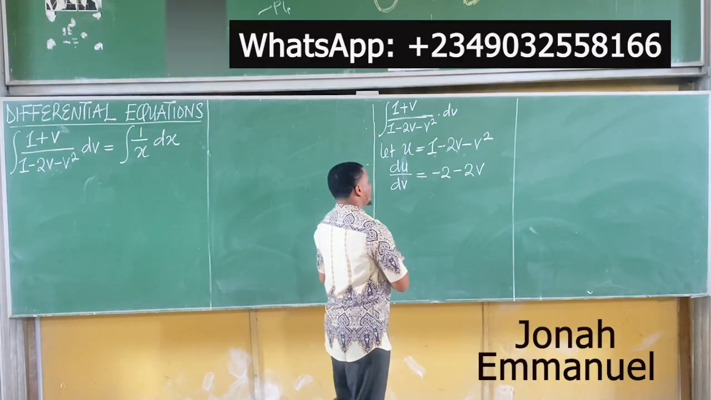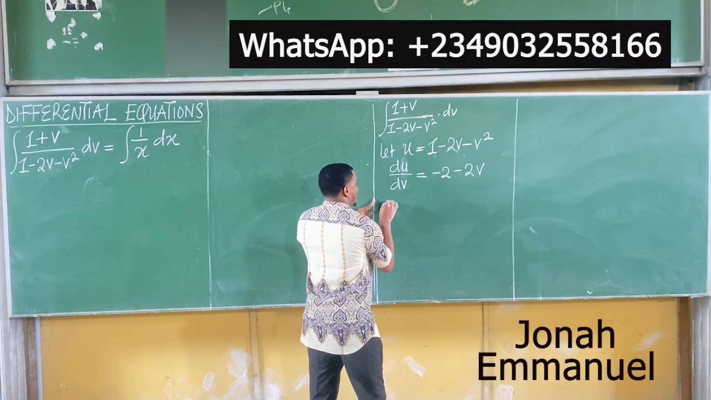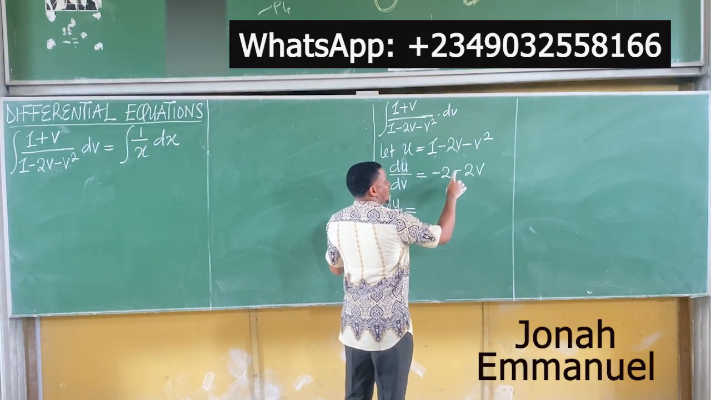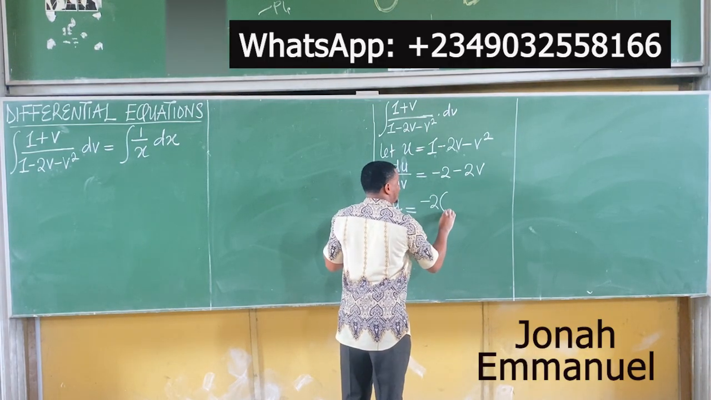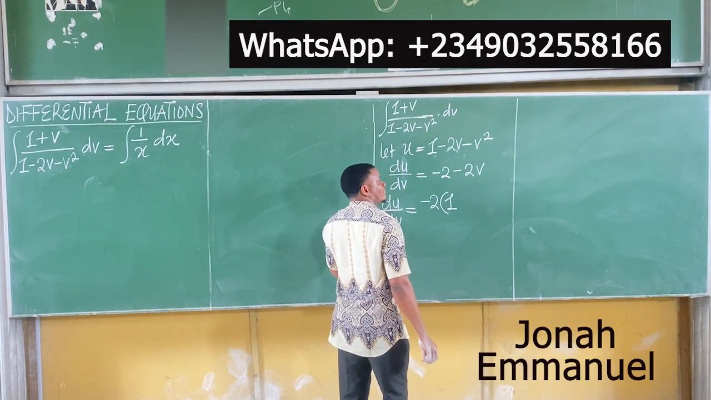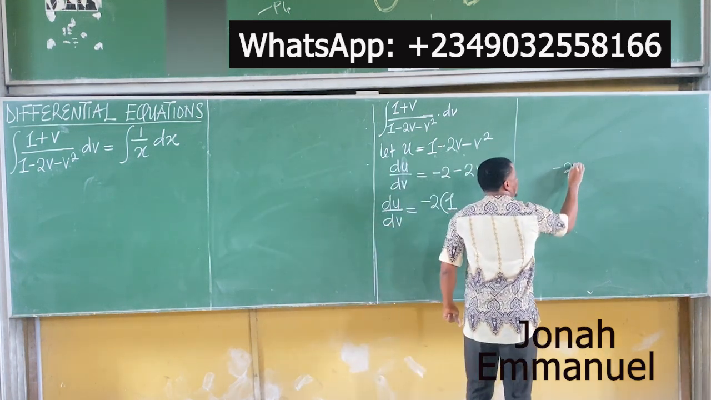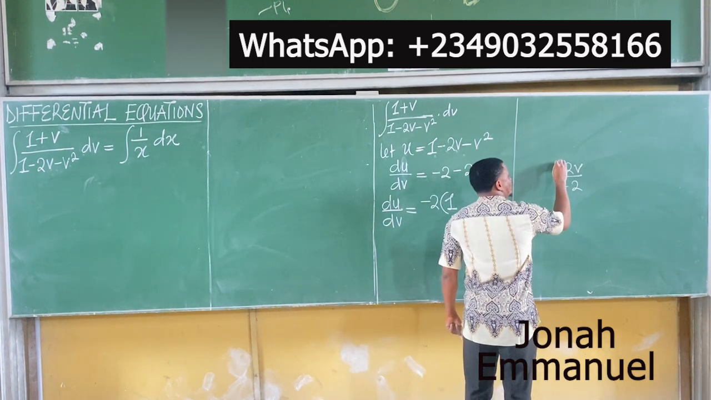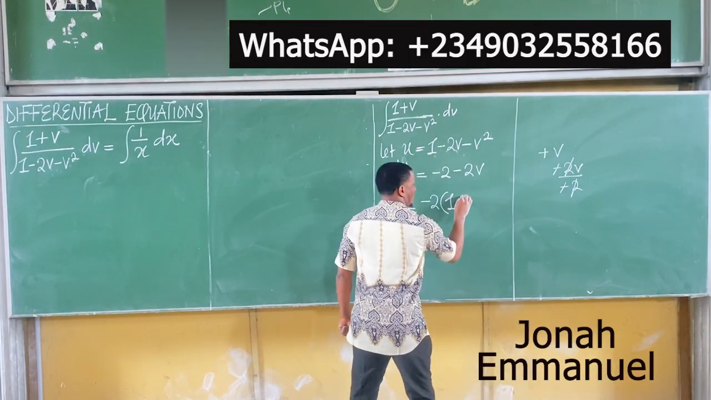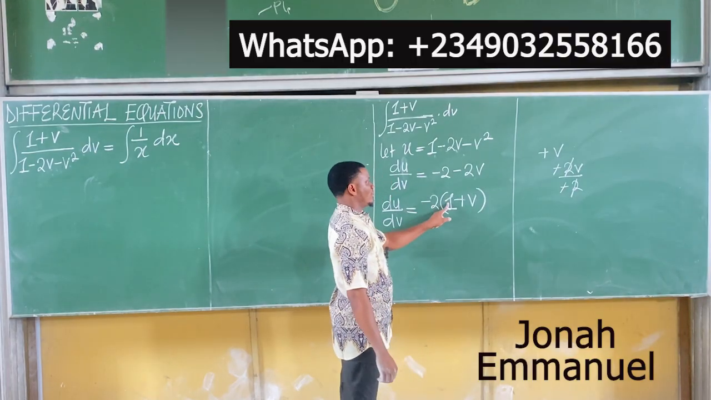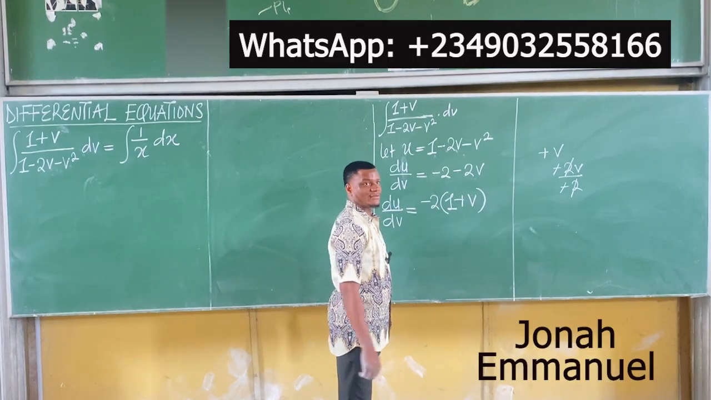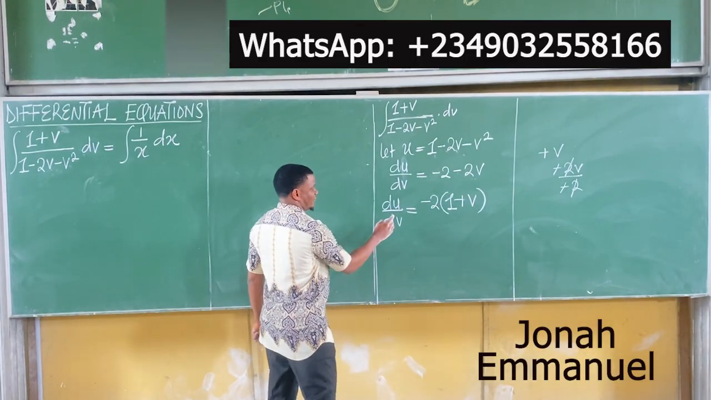From here, if I factorize, du over dv is equal to, I can see minus 2 and minus 2. If I take out minus 2 here, minus 2 divided by minus 2 gives plus 1. Here again, minus 2v divided by minus 2, minus cancels minus, 2 cancels 2, I'm left with plus v. So du over dv equals minus 2 times 1 plus v. All right, at this point let's get the value of dv.